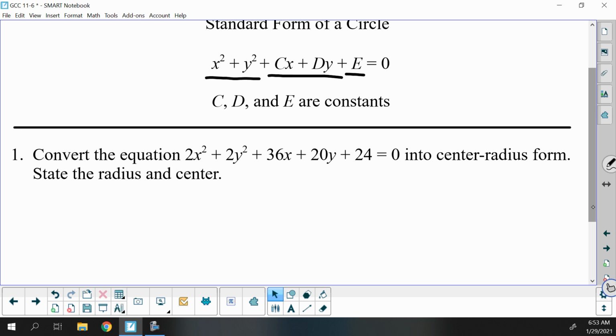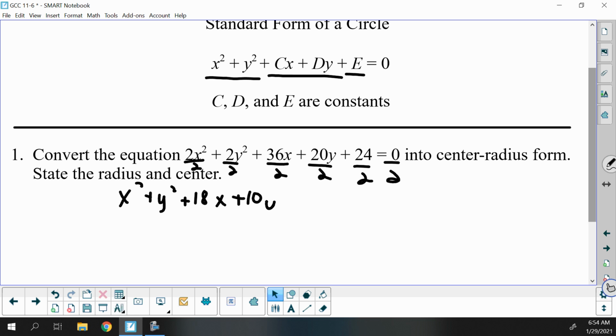So in number 1, this is given to us in standard form, and they want us to put it in center radius form. Well, the way to do that is to complete the square. Before we can do that, let's get 1's in front of all of our squared terms. So we're going to divide everything by 2. When we do that, we're going to get x squared plus y squared plus 18x plus 10y plus 12 is equal to 0.